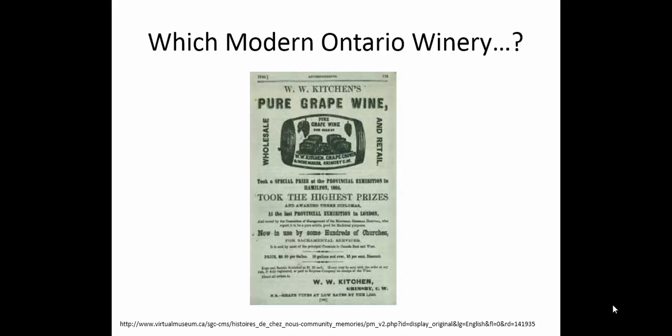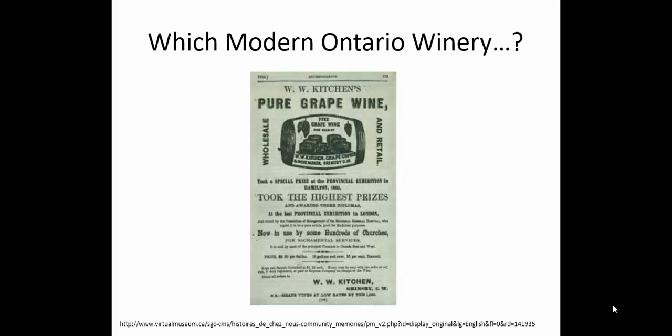Here we have an image of a promotional poster, W.W. Kitchen's Pure Grape Wine, and it took the highest prizes at a provincial competition in London. So, which winery that exists in Ontario today do you think this relates to?